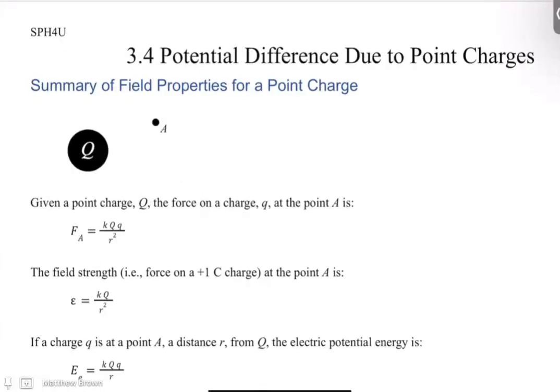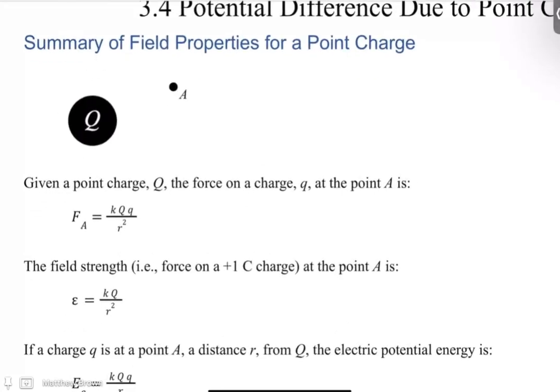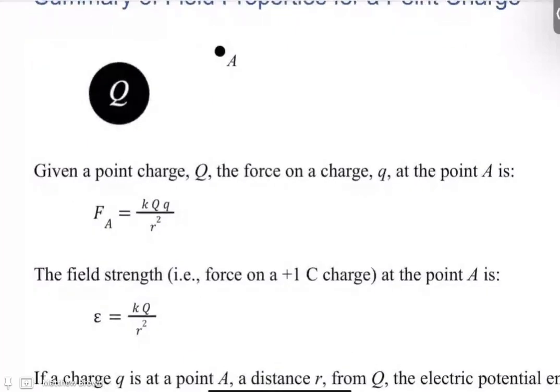We're doing more with potential difference. Remember, that's basically energy per coulomb. As a summary, if you have some charge here, and I'm using capital Q for this charge, and we've got a point A over here, some distance R from Q.